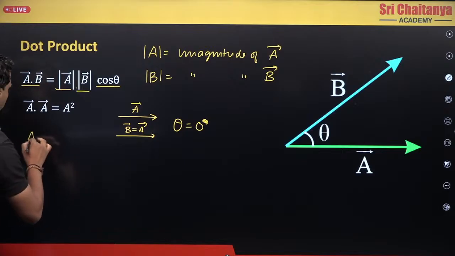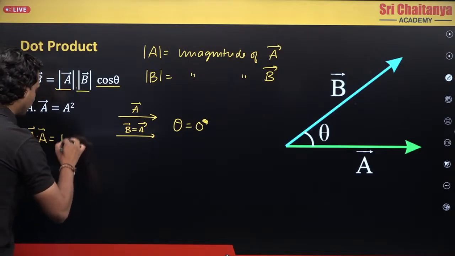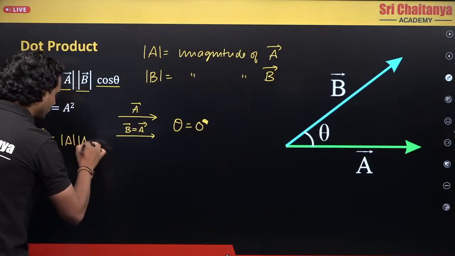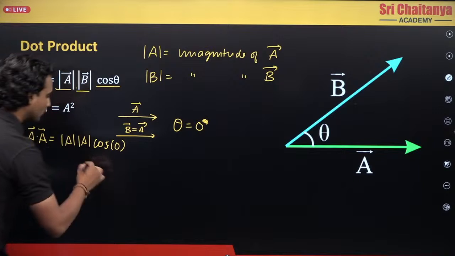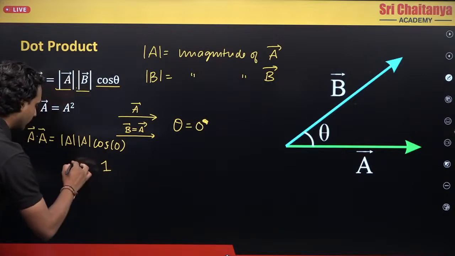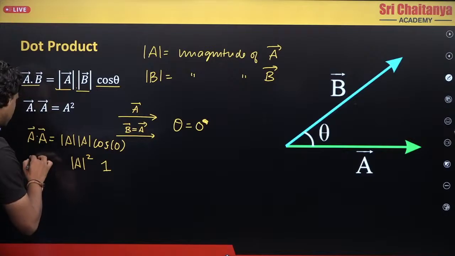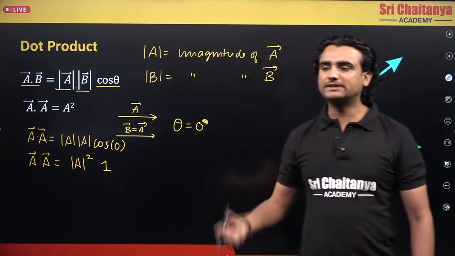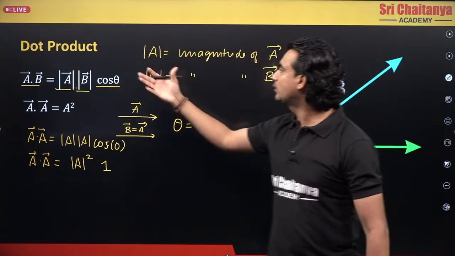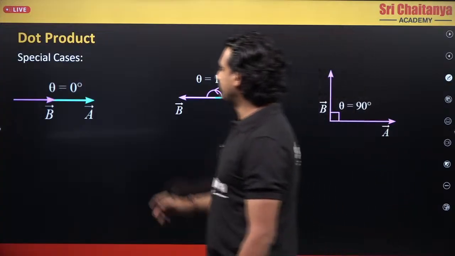So this will become A dot A. A dot A is equal to mod A into mod A into cos 0, right? And cos 0 is equal to 1, and this will become mod A square. So this is a simple way to find A dot A. Or basically if I want to find A dot B, what is A dot B? Mod A mod B cos theta. Clear?